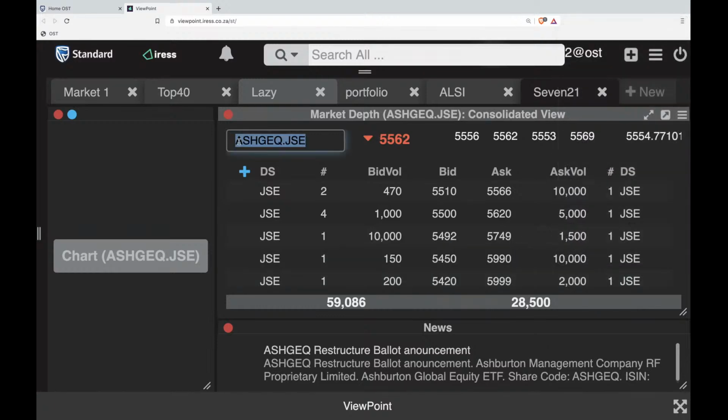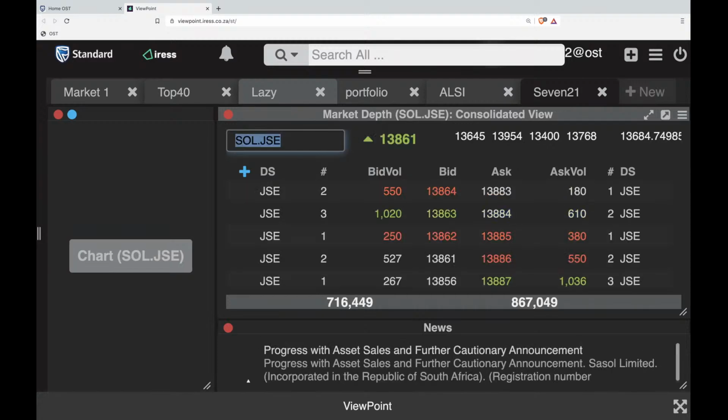What you'll notice, and I'm just going to pick Sasol as a random share, is no market makers here. These are shares. Now, there might be bots, there might be all sorts of bits and pieces, but there's no market maker in the classic sense of a market maker.